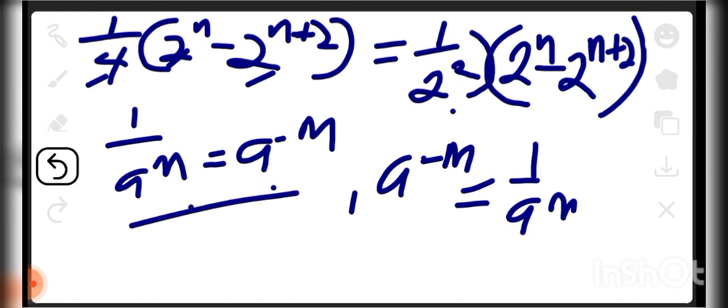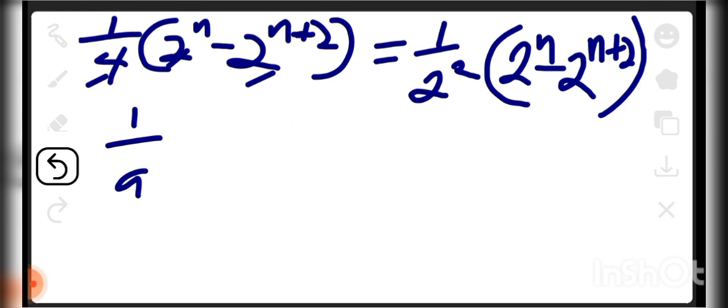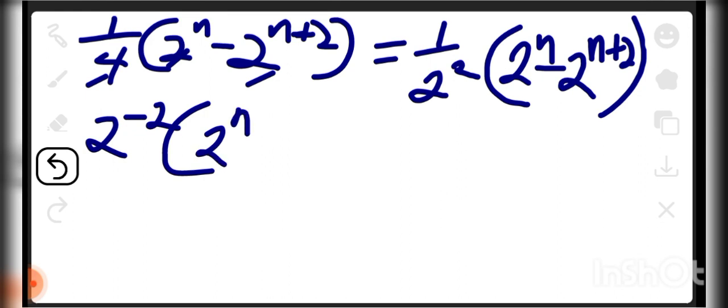We want to move this one upward, and the power will change sign to negative. That's what I'm trying to say. So let's quickly do that to see what we are going to have. So we're going to have 2 raised to power negative 2, times 2 raised to power n minus 2 raised to power n plus 2.